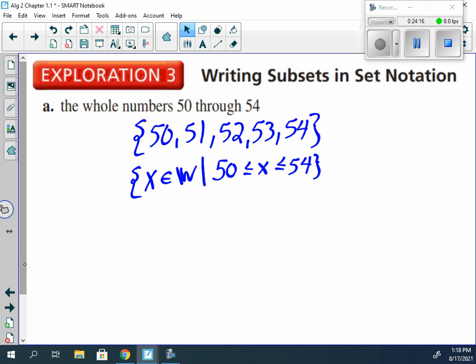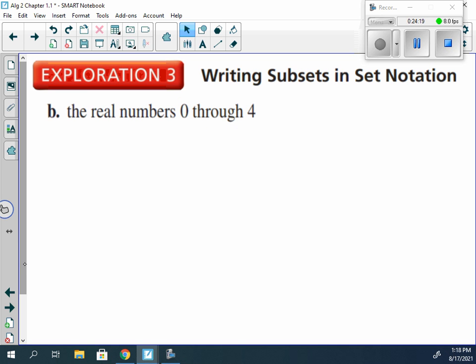So we good with the letter A, problem A. So problem B, okay, so the real numbers 0 through 4. So I mean our first one would be 0. What's our next number going to be? Well, our next number would be 0.000000001, and then 0.0002, because we're not talking about just the whole numbers, we're talking about all the numbers in between. The decimals, rational, irrational numbers, everything. So it would be 0. You got it.